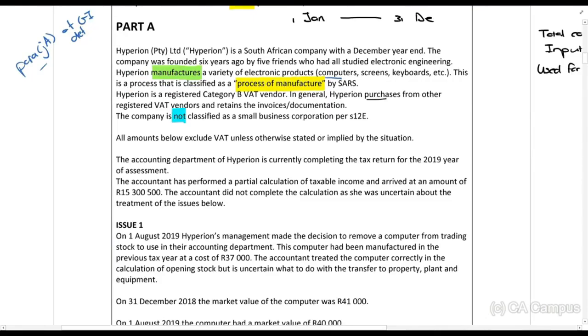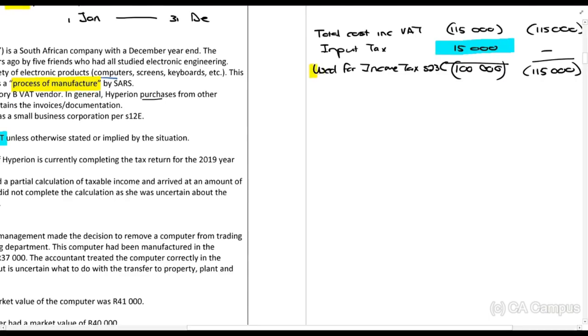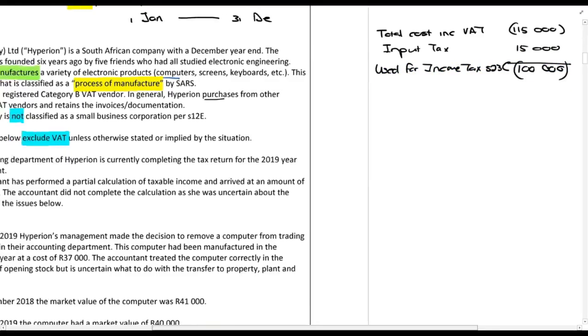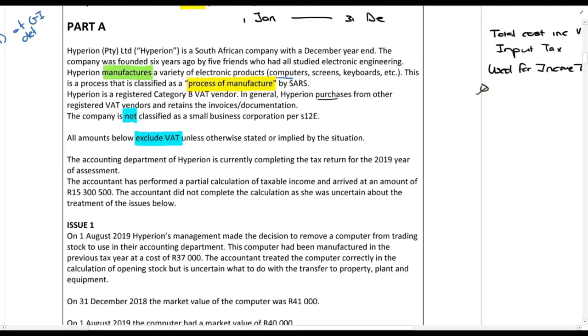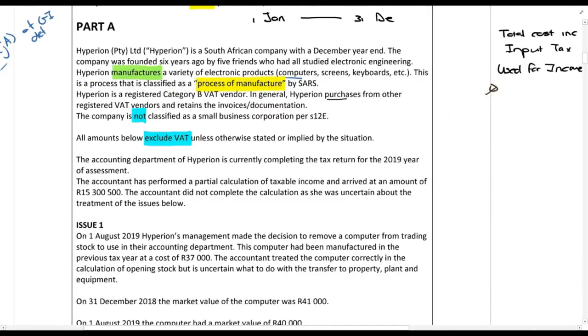They are not classified as a small business corporation. All amounts below exclude VAT. What is the amount that we are going to use for income tax? The amount there at the bottom, 100,000 rands, if you can claim the VAT. If you can't claim the VAT, it's the amount including VAT that you use. Okay, so they are telling us that they've already done the work for you. They've already given you this in most instances. Important though was, remember, unless it is stated or implied otherwise by the situation. So you need to still be aware of what they are saying. If they talk about amounts transferring in and out of bank accounts, for example, that's always an amount including VAT.